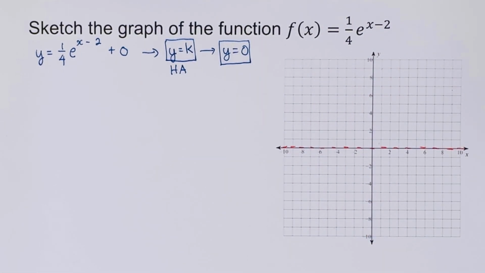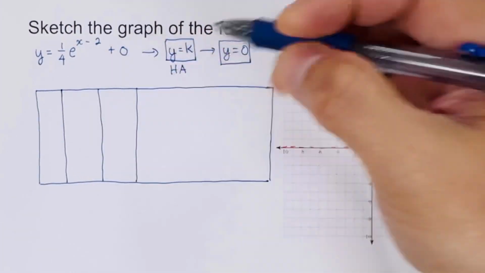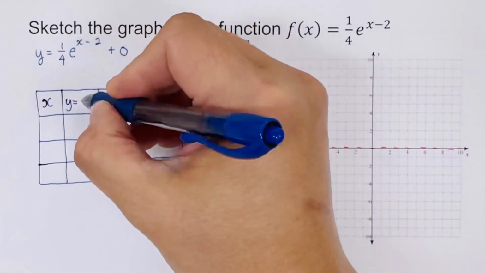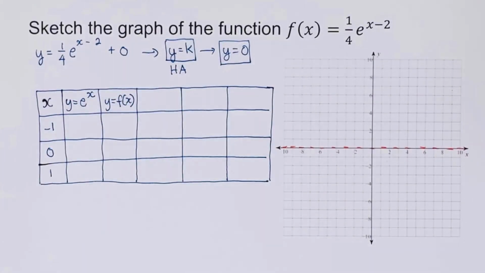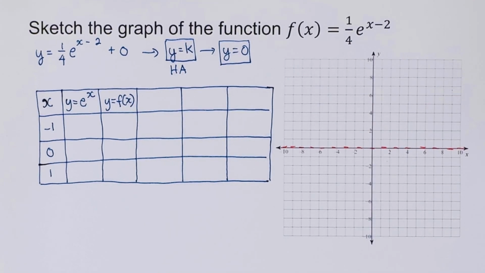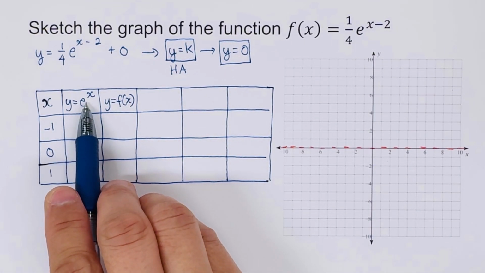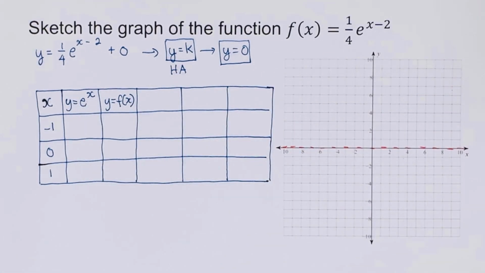So we go ahead and create the table of values. Okay, so I've set up the table. We pick -1, 0, and 1 for x. You can pick any value, but if you can come up with this, then you should be good. So we go ahead and plug in the value for x into this equation that we have right here, which is the parent equation for this function, and we will be able to solve for y.